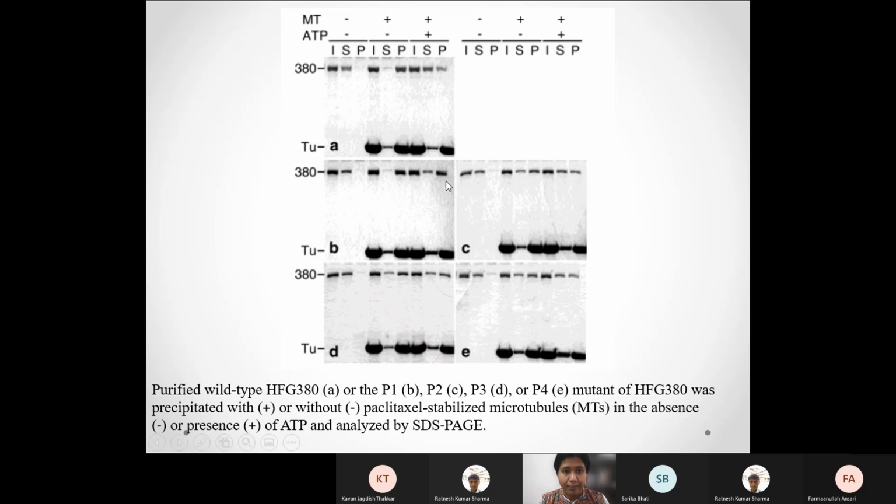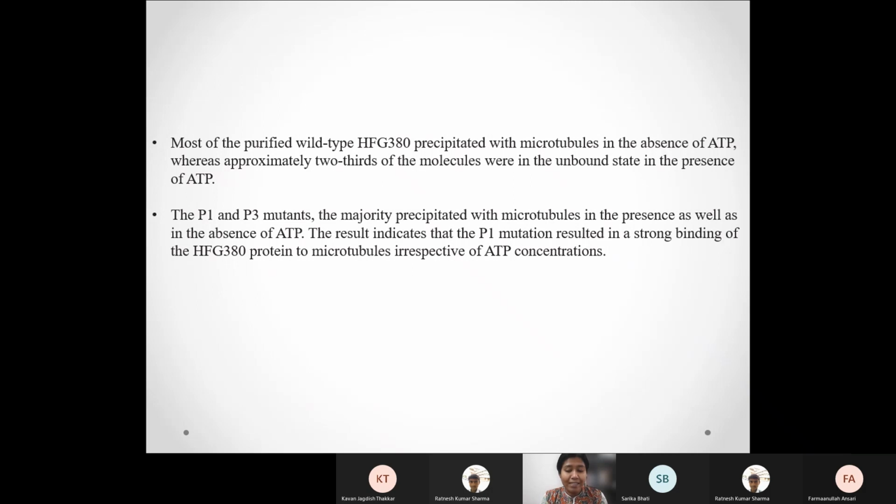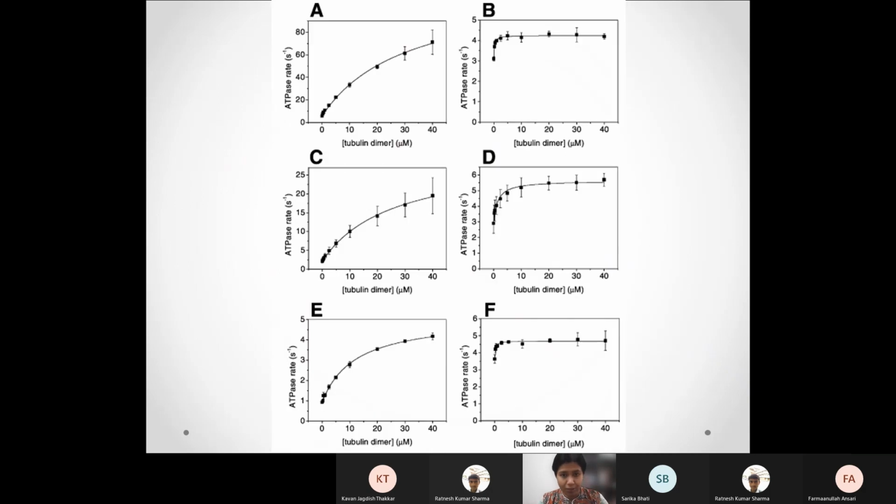So this is clear. But if you now look at the mutant P1, that is AAA1 and AAA3, you see this is not the case for these two mutants. These two mutants specifically have a problem that in the presence of ATP, they still seem to be tightly bound to the microtubule, which indicates that AAA1 and AAA3 are actually the points where ATP is going to be binding, and maybe there is a problem with ATP binding itself, so it's not detaching.